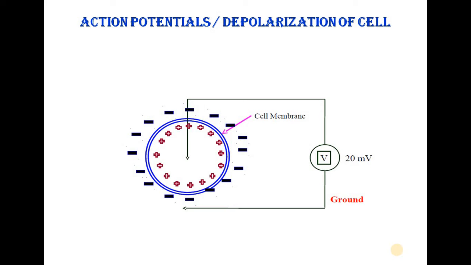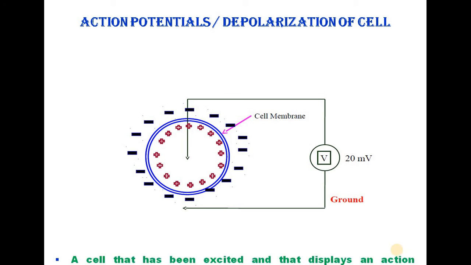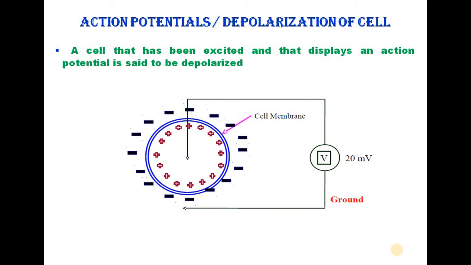This diagram depicts the action potential. As you can see in the diagram, the inside of the cell is positive and the outside is negative. It measures around plus 20 millivolt. A cell that has been excited and that displays an action potential is said to be depolarized.